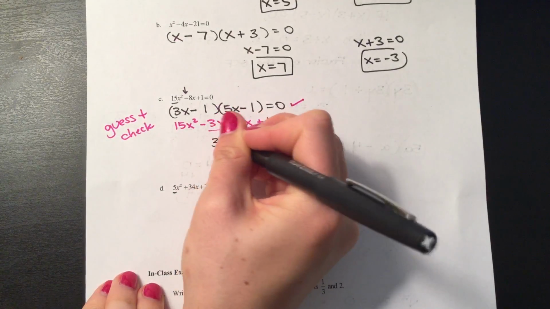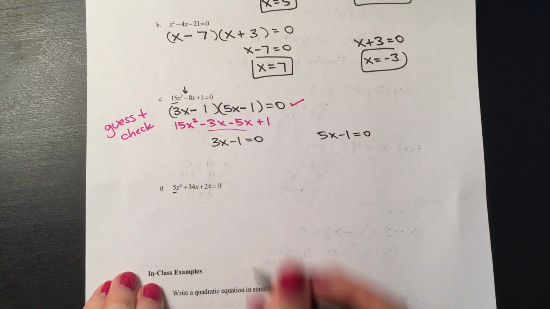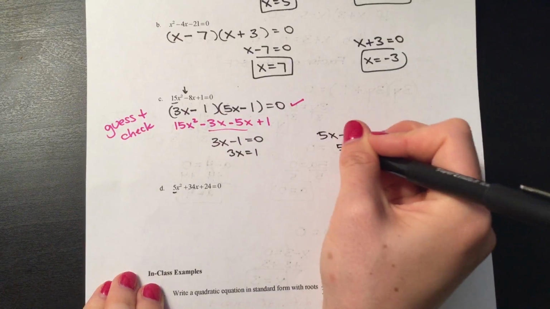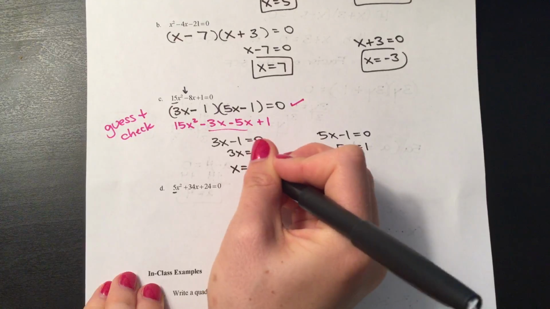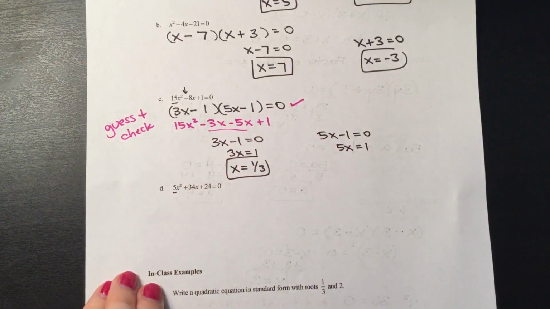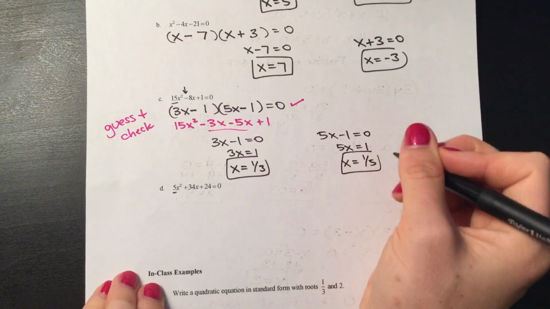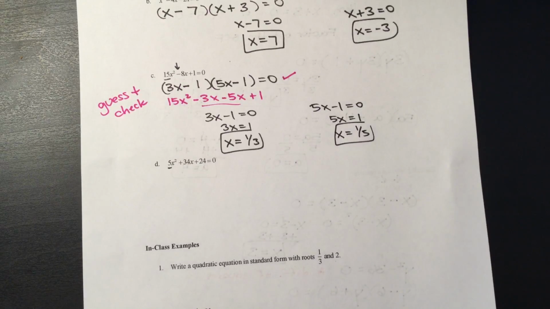So set up 3x minus 1 equals 0 and 5x minus 1 equals 0. Here I'll start by adding 1 to both sides, and I'll do the same thing here, add 1 to both sides. And then divide both sides by 3 here, and I get 1/3. Here I'll divide both sides by 5, so I get 1/5. So 2 solutions still. All right, let's do one last one here.